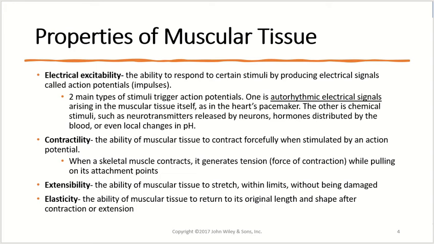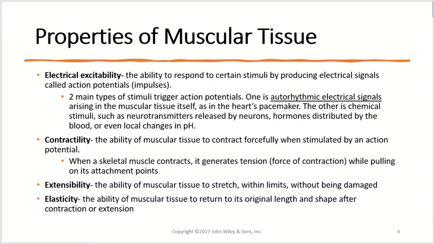This is going to be things like the pacemaker, the heart's pacemaker, that sets the rhythm for the heart to contract. The other is going to be chemical stimuli. This is things like neurotransmitters that are released by neurons or hormones that are distributed by the blood. It can even be something as simple as a change in the local pH can trigger these action potentials.